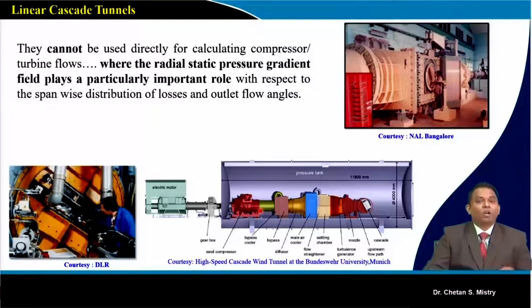Now the problem, or the limitation, with this linear cascade tunnel is that we are not considering the effect of variation of static pressure along the span. So we are omitting the radial pressure gradient, and that is the reason why many times this data cannot be straightaway applied to blades. It is applicable to an aerofoil, a particular section of an aerofoil, but not exactly to a blade. Blade and aerofoil are different in that sense, and you must understand that.